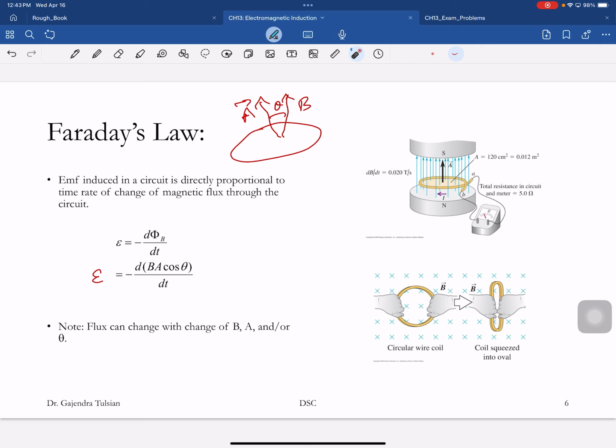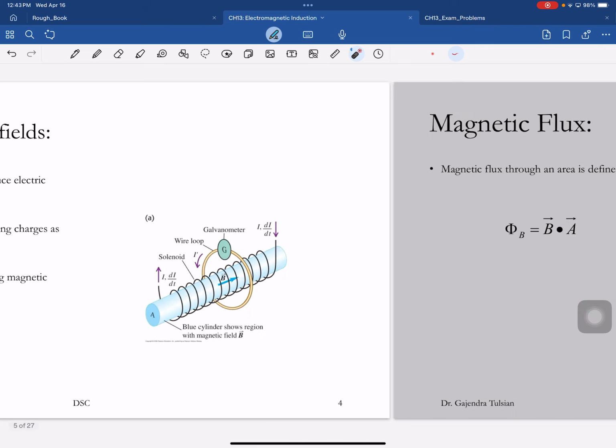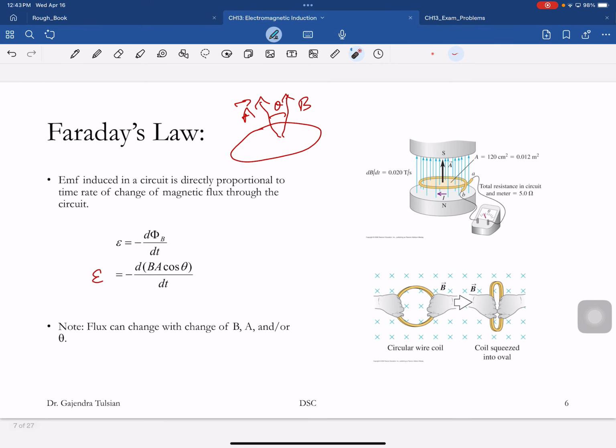Now we're going to generalize this. So when will this not be zero? Well, if B changes with time, that won't be zero. How about if A changes with time? If the area of this thing changes with time, then it's still not zero. How about if theta changes with time? This is not zero. And you're inducing an EMF.